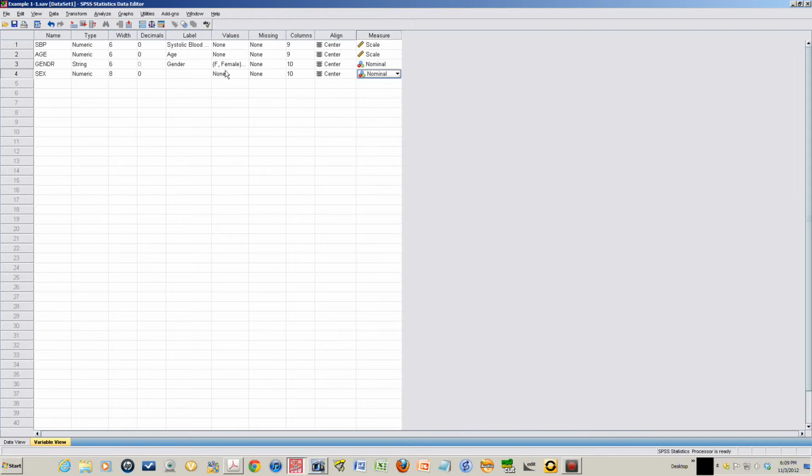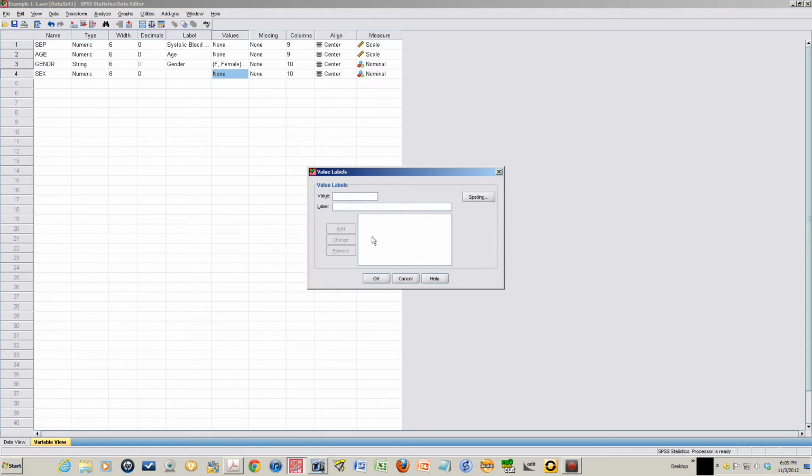in the value column. I click on that and I click it again. This dialog box shows up. Here, for value, I put 0, and that refers to female. And then click add, and then 1 for male, and then click add, and then click OK.